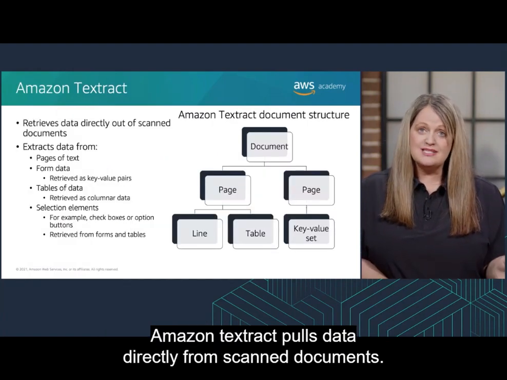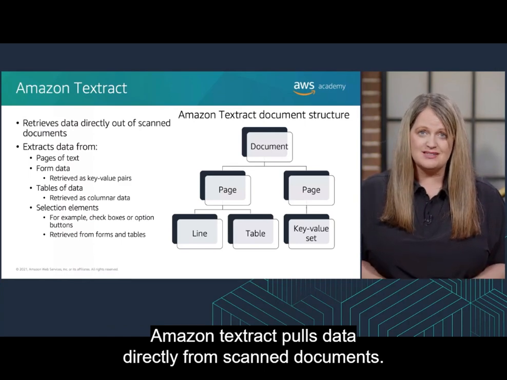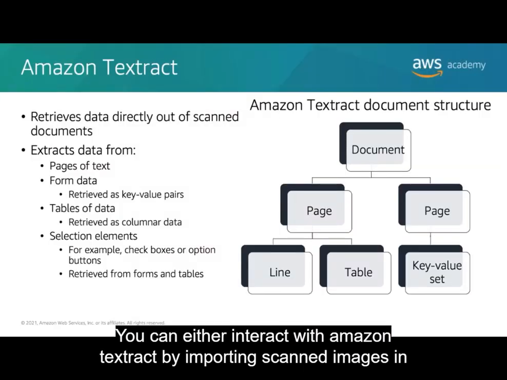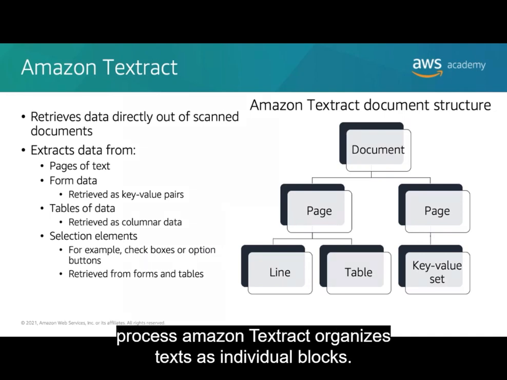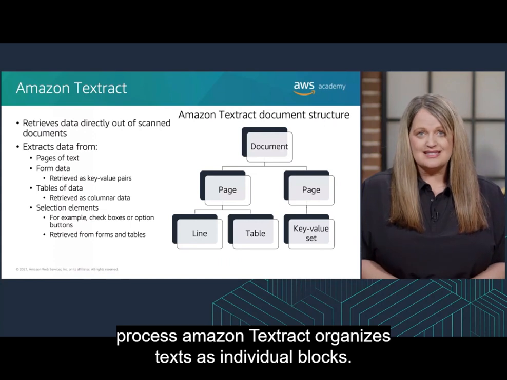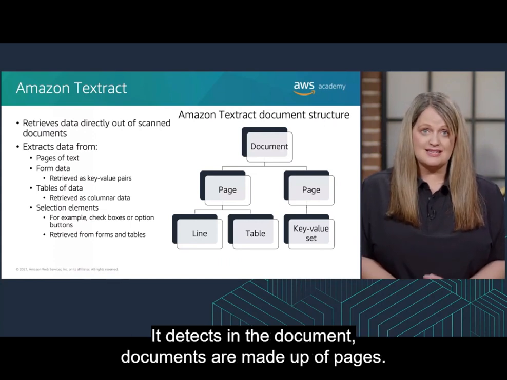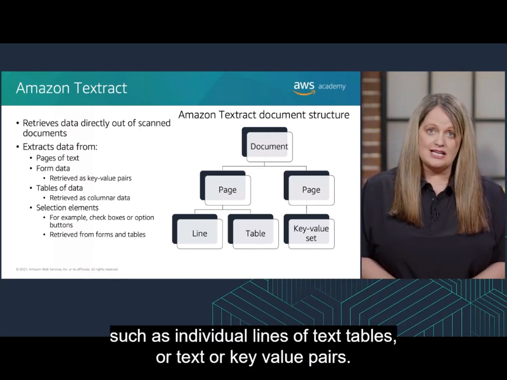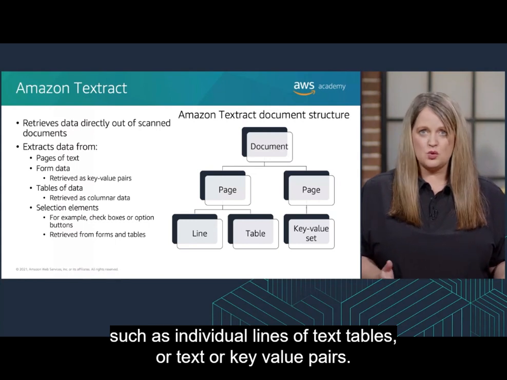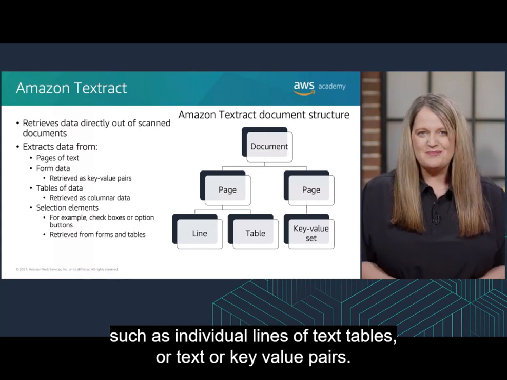Amazon Textract pulls data directly from scanned documents. You can either interact with Amazon Textract by importing scanned images in the AWS Management Console. You can also use the AWS CLI or the API to automate the import process. Amazon Textract organizes text as individual blocks it detects in a document. Documents are made up of pages. Pages can be of different types, such as individual lines of text, tables of text, or key value pairs.